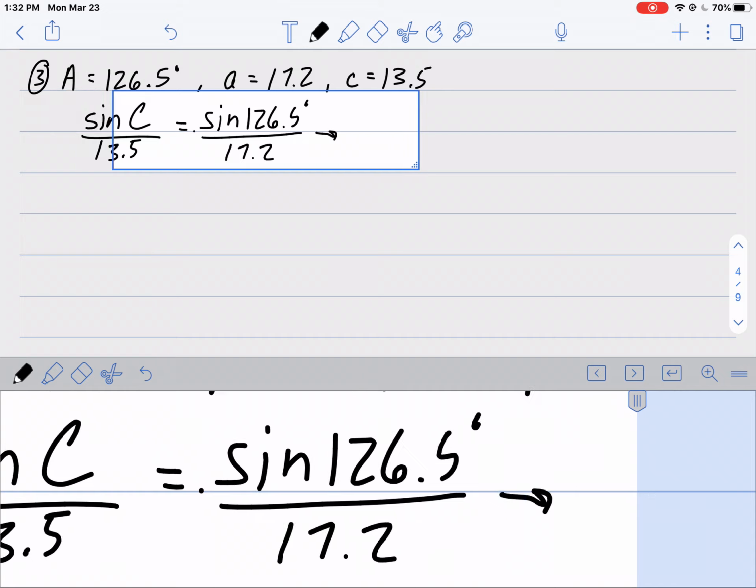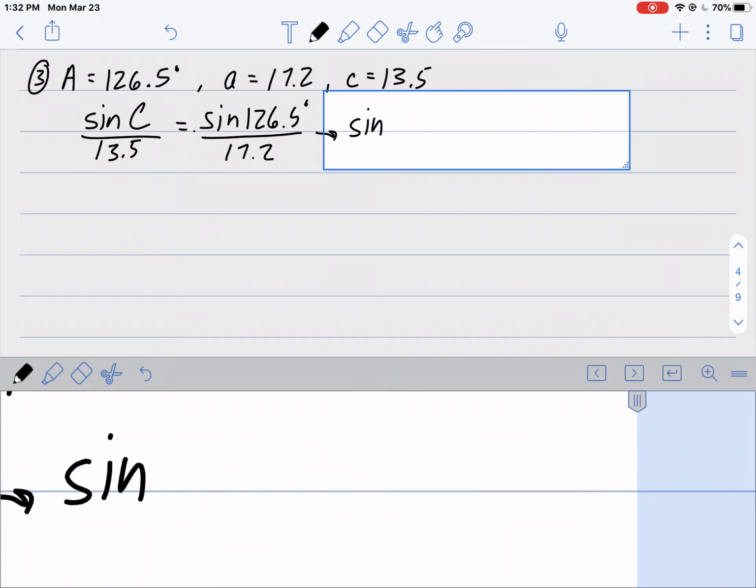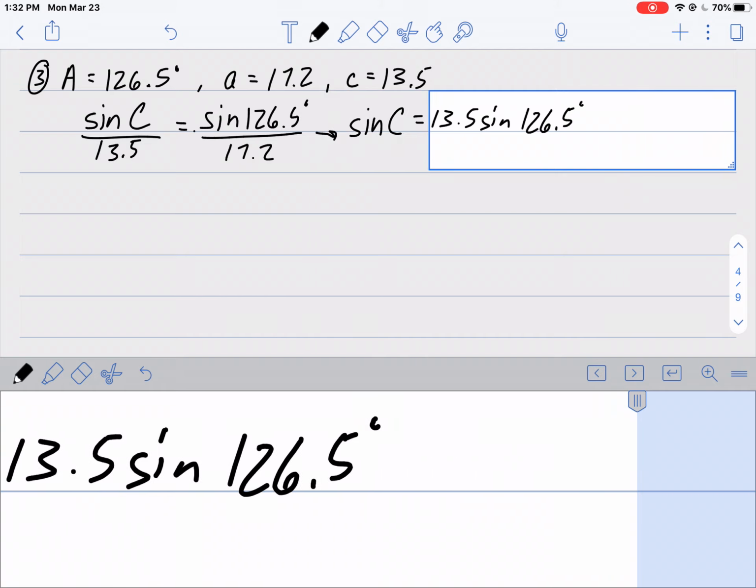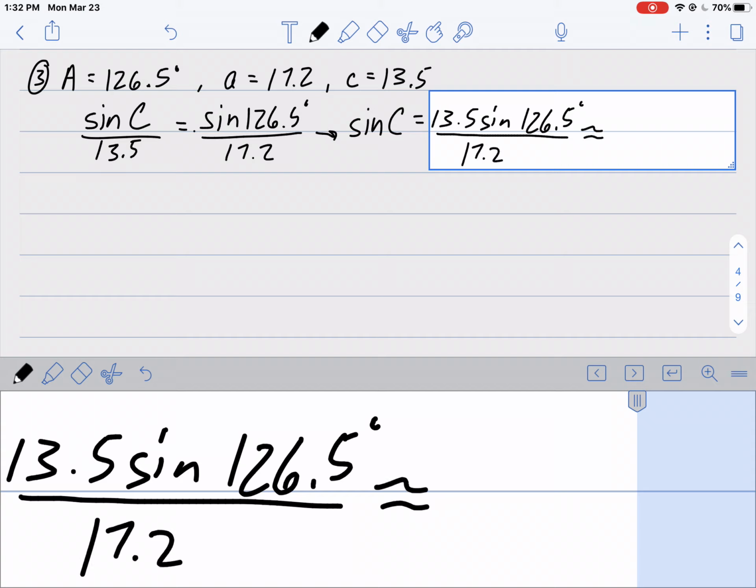So solving for sine C, that gives me the sine of C equal to 13.5 times the sine of 126.5 over 17.2. And that will give you approximately 0.6309.